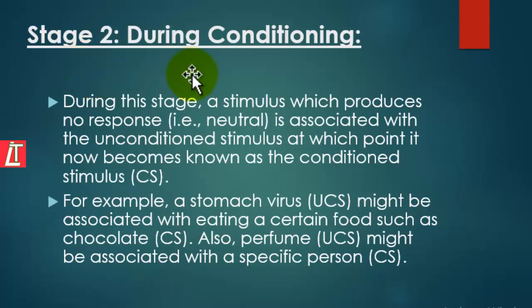Stage 2. During conditioning. During this stage, a stimulus which produces no response is associated with the unconditioned stimulus, at which point it now becomes known as the conditioned stimulus. For example, a stomach virus might be associated with eating a certain food such as chocolate. Also, perfume might be associated with a specific person.